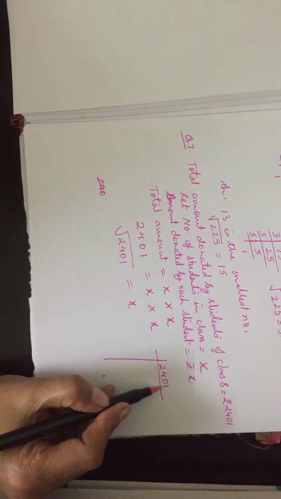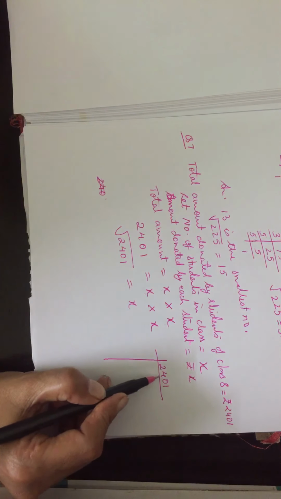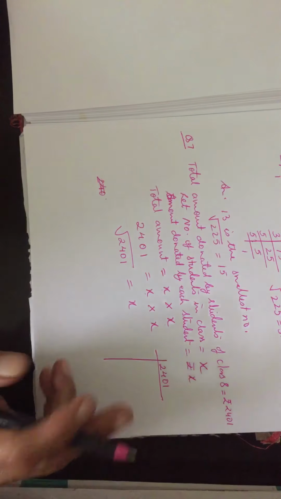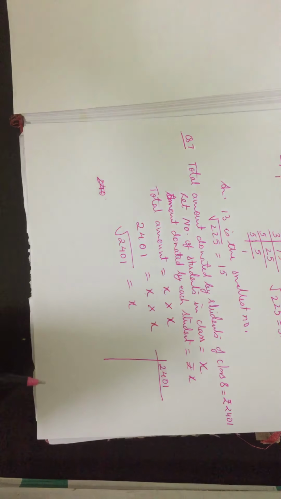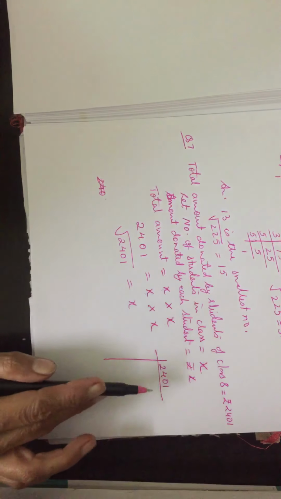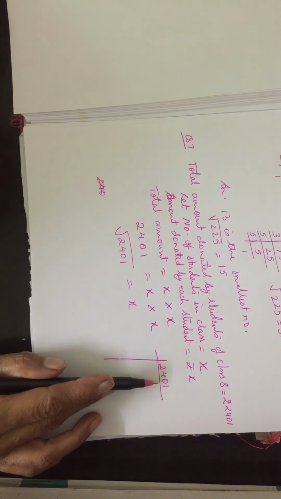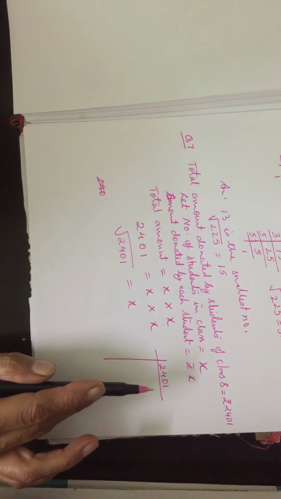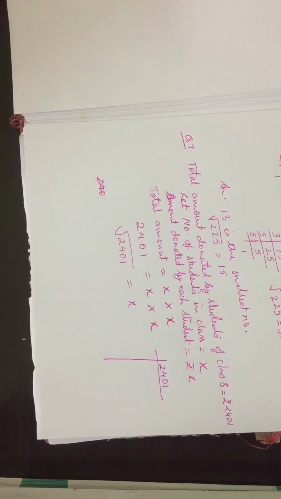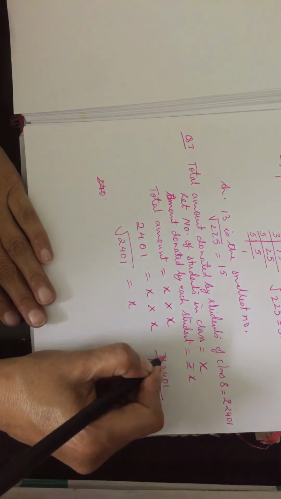By which number will it divide? Start with 2. It won't be 3, since 2 plus 4 plus 0 plus 1 is 7, which means it won't be divided by 3 also. Will it be divided by 5? No. We have to use only prime numbers. And what do you mean by prime numbers, children? Just tell me. Those which have only one factor. So let us see whether it will divide by 7 or not.